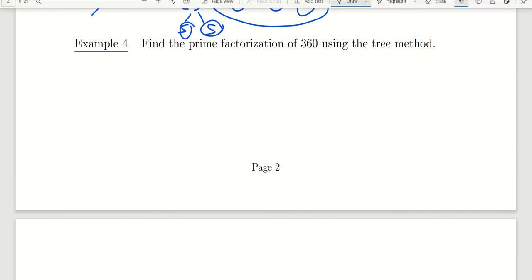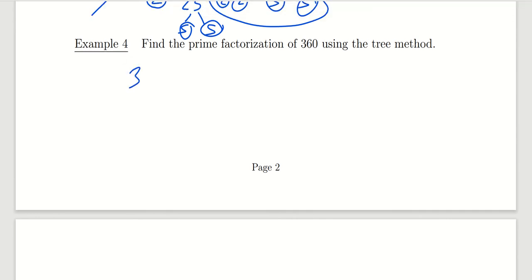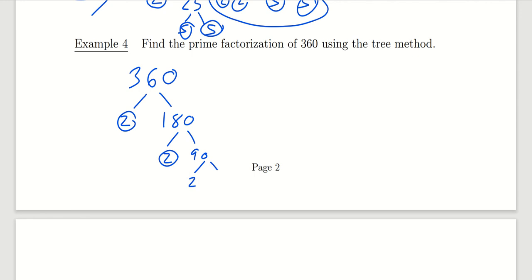Let's see if we can find the prime factorization of 360. I'm going to begin by focusing on primes. The first prime is 2, and I know 2 can go into this number. 2 will go into it 180 times. The 2 is prime, so I'm going to circle it. 2 can go into 180 90 times. So 2 is done, I circle it. Now 2 will go into 90. 2 goes into 90 45 times. Circle it. 2 will no longer go into 45.